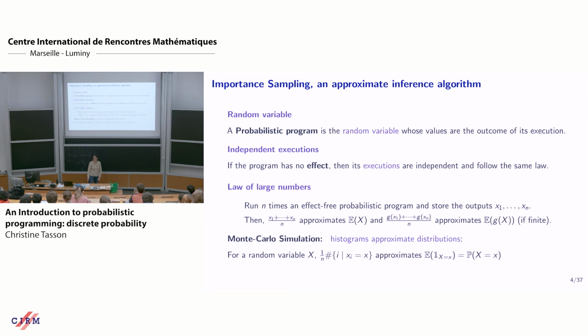And this is the probability that X is equal to x. So if I want to know the probability that the outcome of my dice is 7, I can just throw my dice 1,000 times, count how many times I have 7, and just compute the frequency.